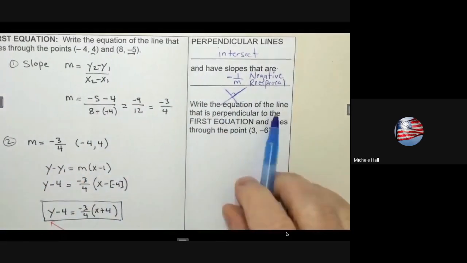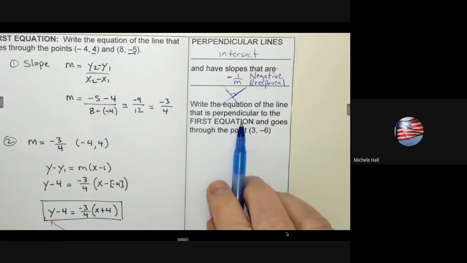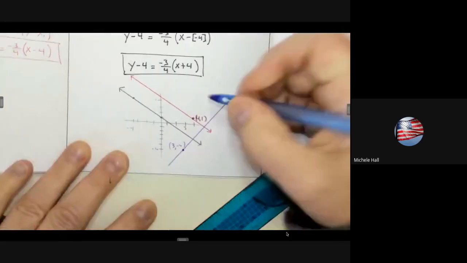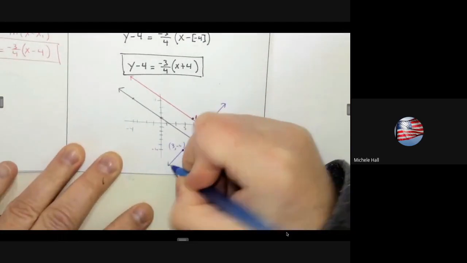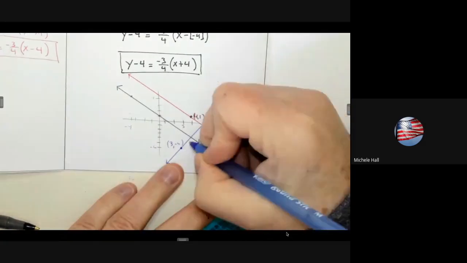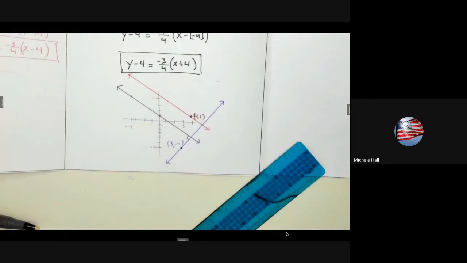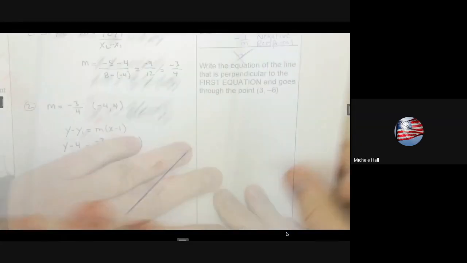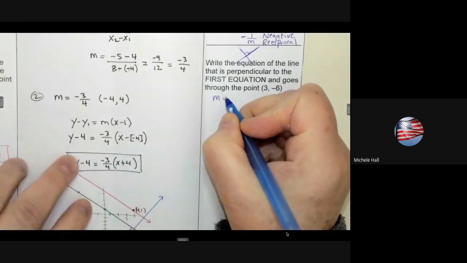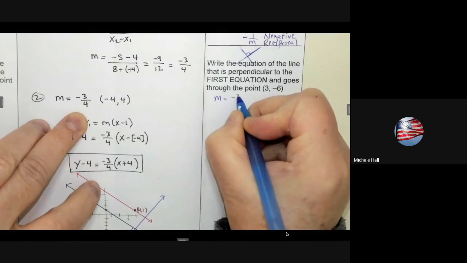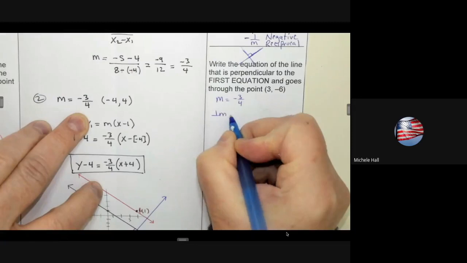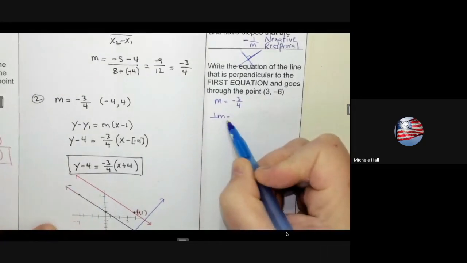Write an equation of the line that is perpendicular to the first equation and goes through the point 3, -6. It's going through the point 3, -6, and it is perpendicular to the first. We have our original slope, which was -3/4. And now we're looking for the perpendicular slope. That's how you would notate your perpendicular slope.